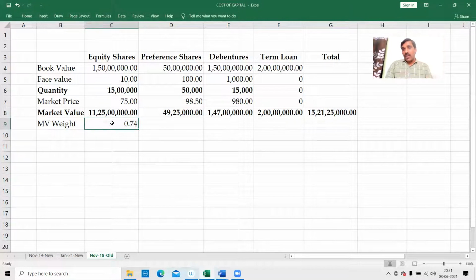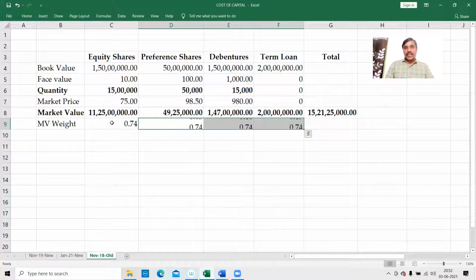Very good company, because equity is more and debt is very less. Out of 15 crores 21 lakhs, 11 crores is equity. Almost 74% is equity. Very good company, safe company. Not too much debt. Okay, right? 74% equity.